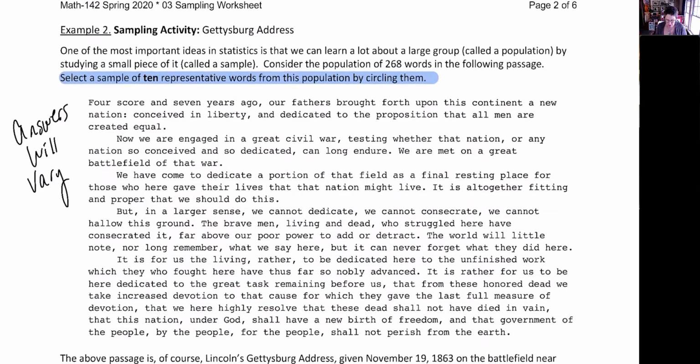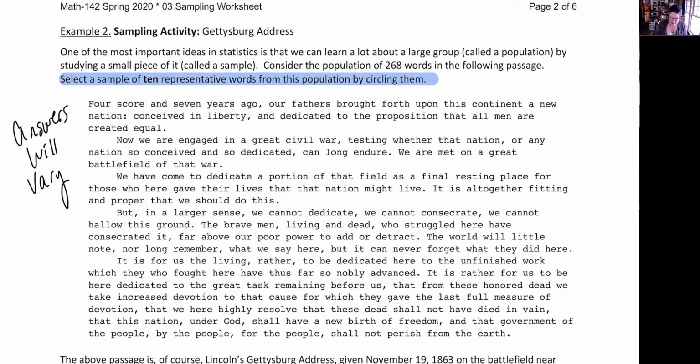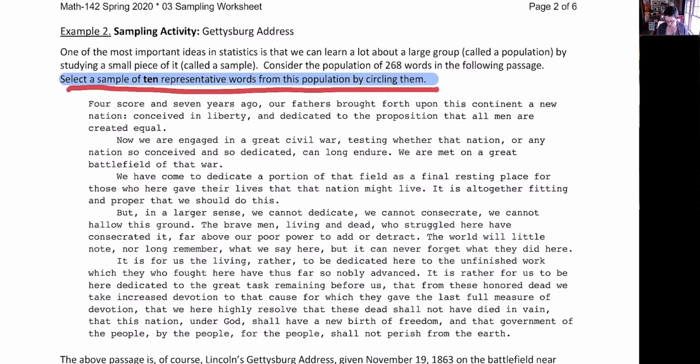Okay, so we're going to do a sampling activity now. This is kind of a silly example, but it's fun. All right, so we have here the Gettysburg Address. We can consider this a population. We're going to consider the whole Gettysburg Address, which is here, a population. And what I want each of you to do is to select a sample of 10 representative words here. You can choose them any way you want to.